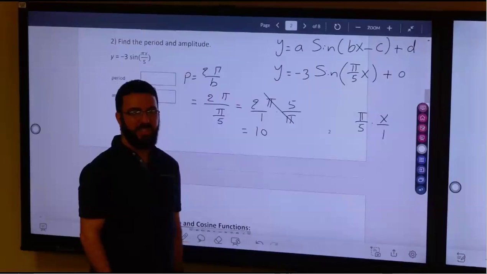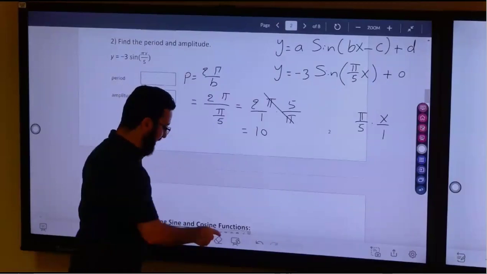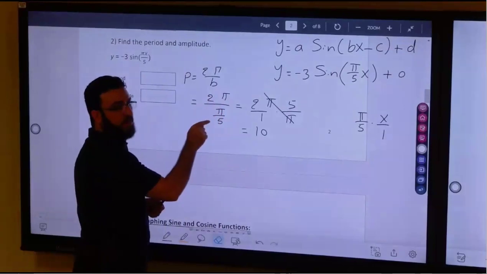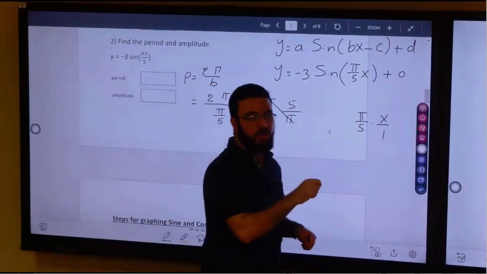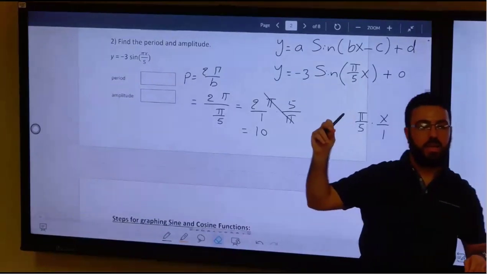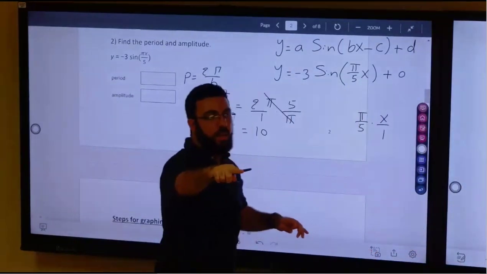You lost me. Okay, let's do it again. Yes, let's do it. So you can find the period and everything. Why did you take that X out of the pi x over 5? Why did you take the X out?